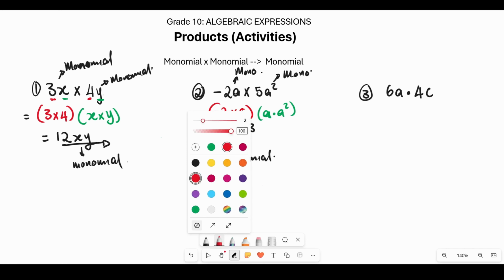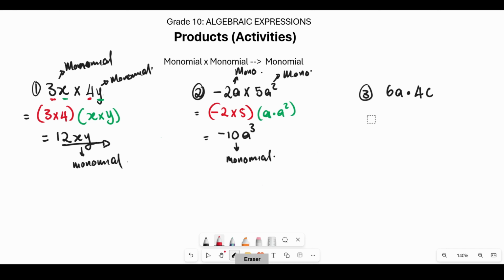Remember, we start with the coefficients also. In this case, it's going to be 6 multiply 4. Then separately, you're going to multiply the variables, which is going to be a multiply what? A multiply c. Then 6 multiply 4 is going to give you 24. Sorry, let me use the black one. It's going to be 24. Then multiply a what? AC. So that is the context of it all, to say, given this, it must always result in a monomial if you're multiplying a monomial.